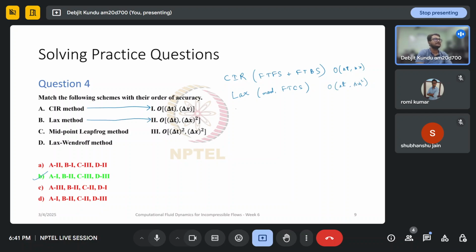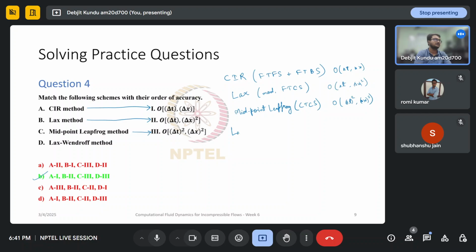Now, midpoint leapfrog method, it's a weird method. So midpoint leapfrog is basically central in time and central in space, CTCS. So that's why your order in time also becomes 2. So this should be 3.